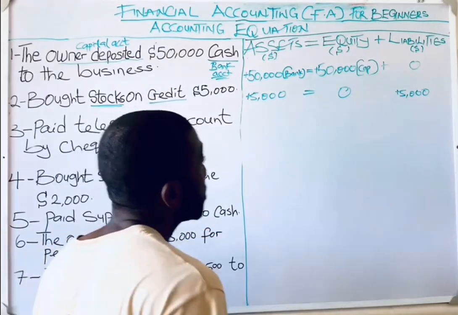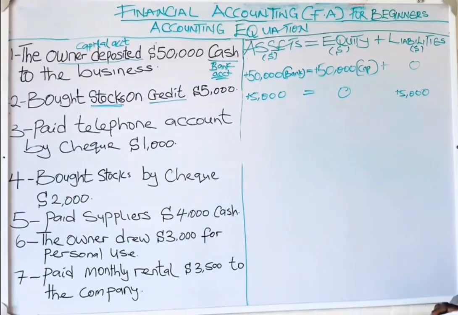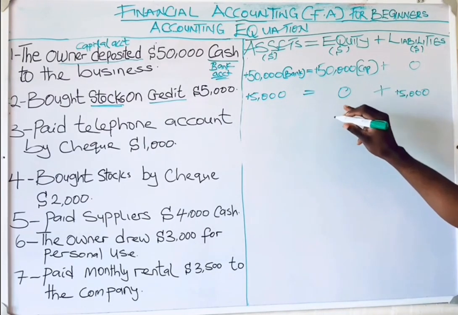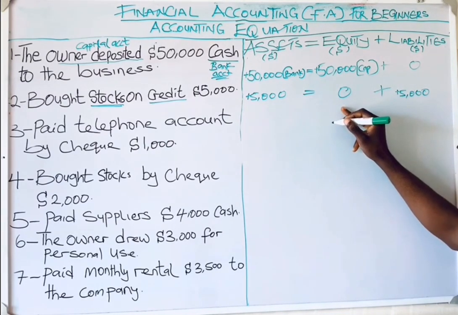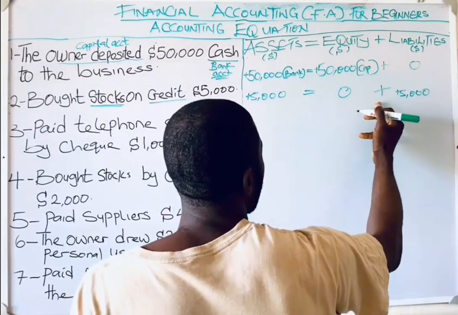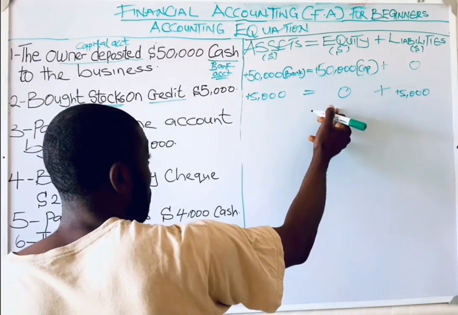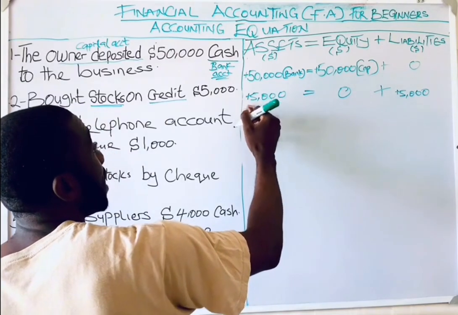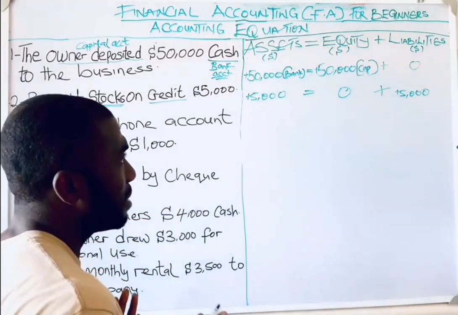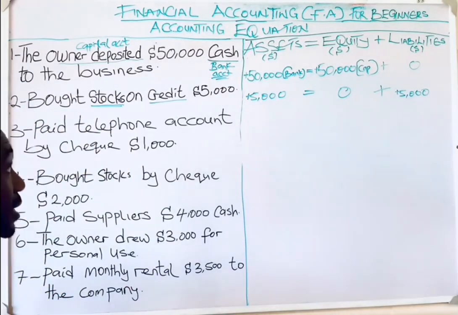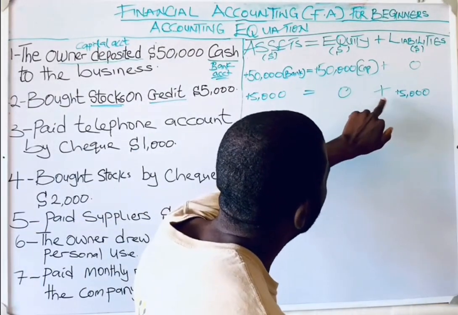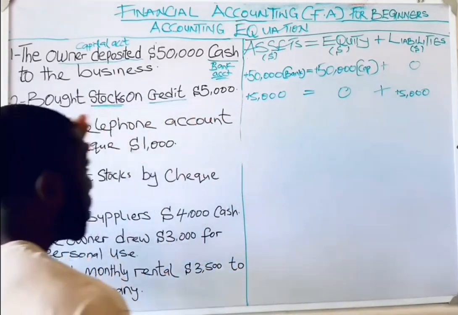So let's confirm the equation. Our liability of $5,000 positive plus zero equity equals 5,000 positive assets. You see, the equation is balanced. That says our assets equal our equity plus liabilities. So let's continue.